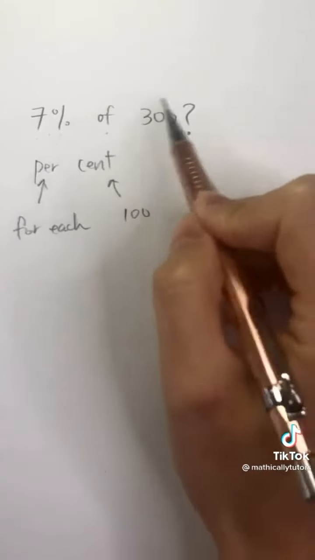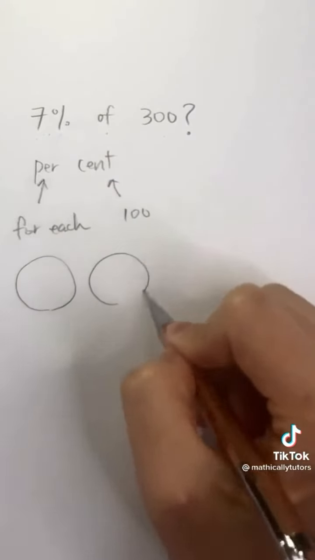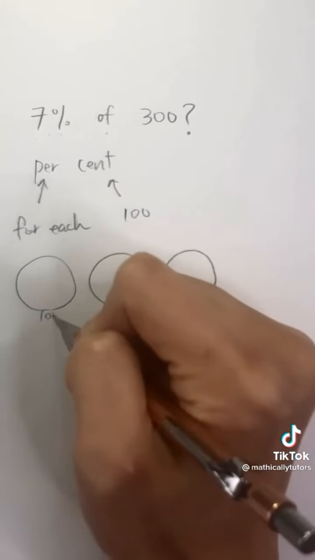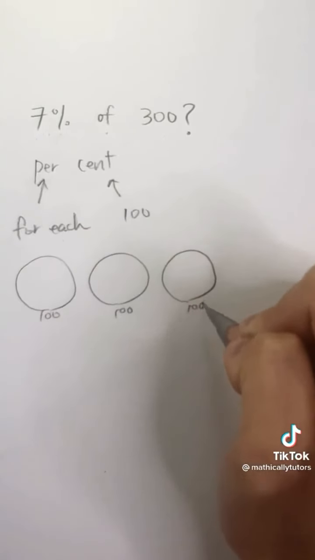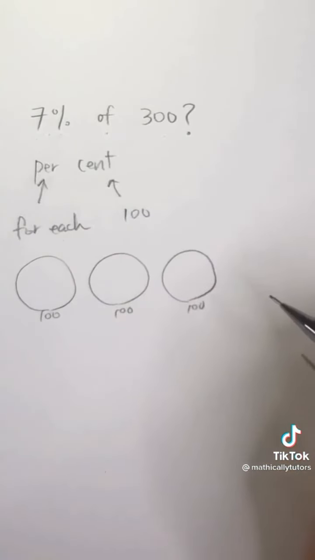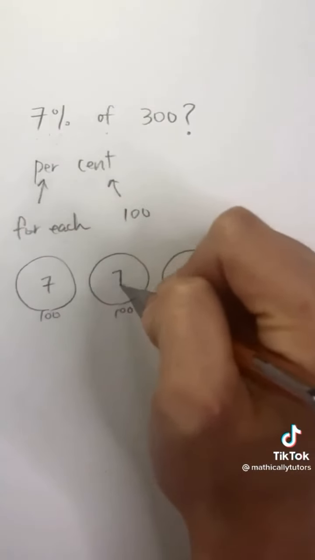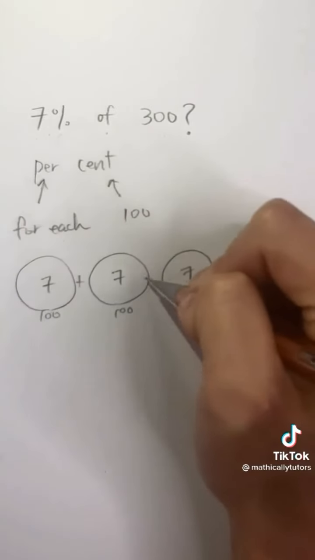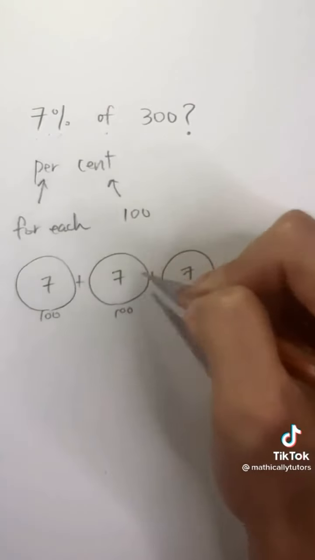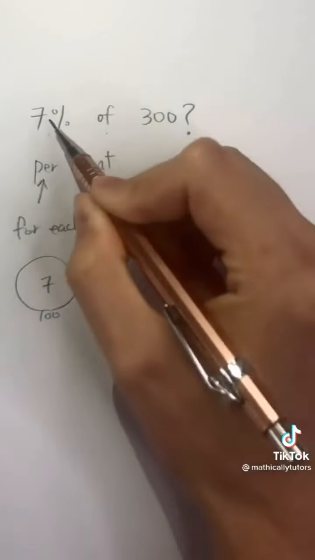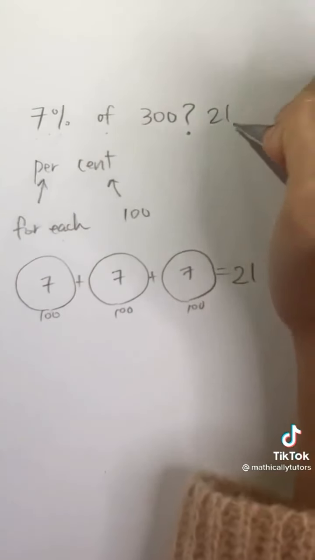And now, how many hundreds do I have? I have 1, 2, 3 100s, where this is 100, this is 100, and this is 100. That makes up 300. And now how many are there in each 100? 7. So I have 7 in here, 7 in here, 7 in here, and all I have to do is just add that up, and that equals 7 plus 7 plus 7, which is 21. So 7% of 300 is 21.